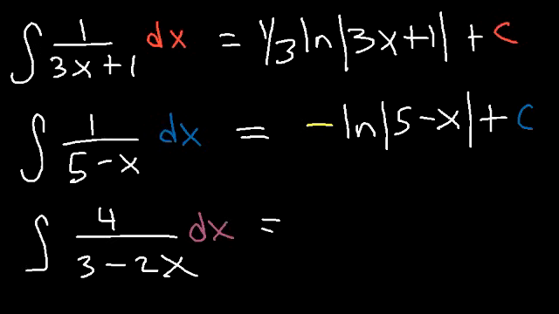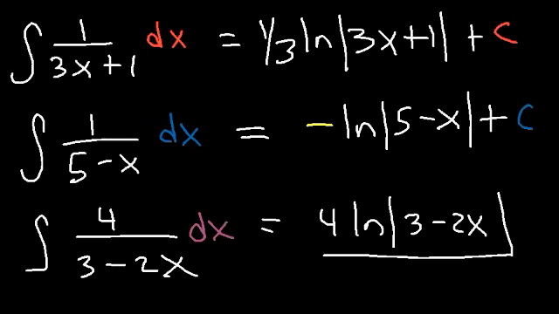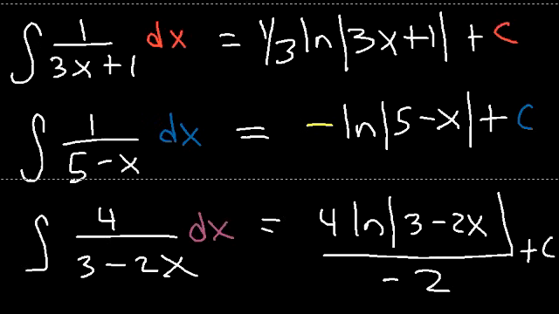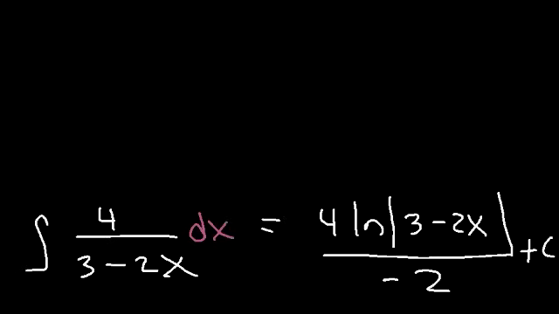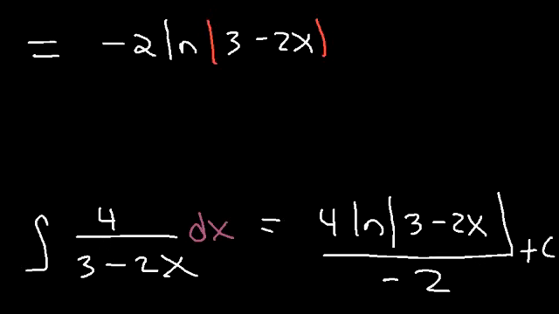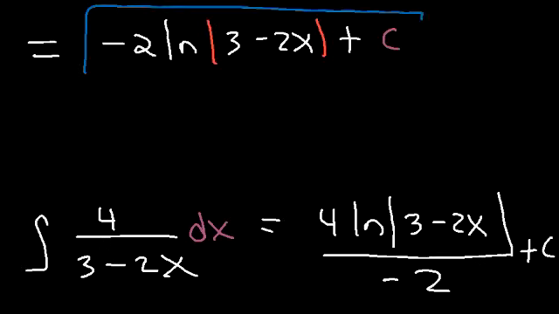Now for the last one, it's going to be the natural log of 3 minus 2x. Now we have a constant in the front, so we're going to rewrite it. And then the derivative of 3 minus 2x is negative 2. So then the final answer for that expression, 4 divided by negative 2 is negative 2, and then natural log of 3 minus 2x plus c. So this is the answer.